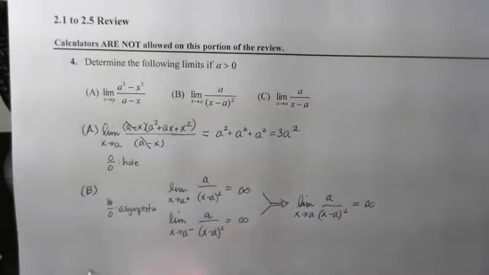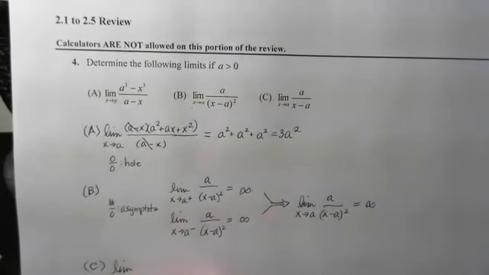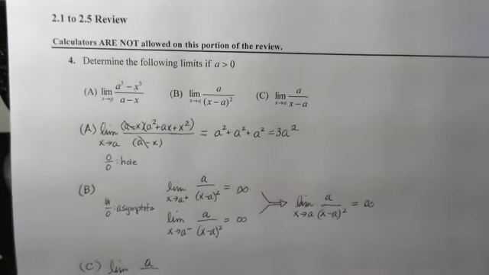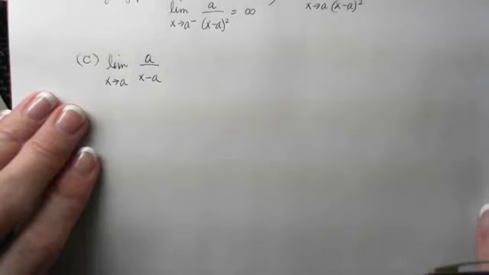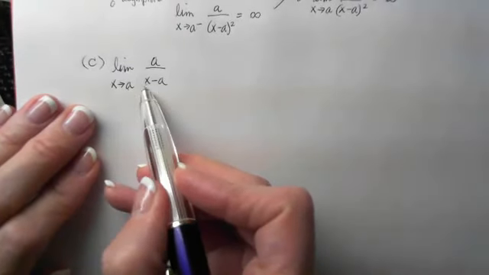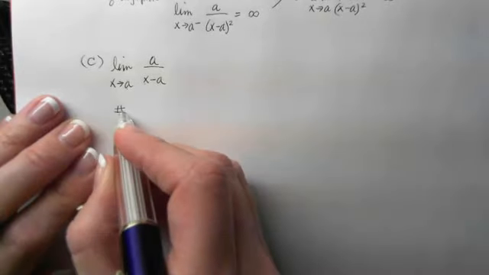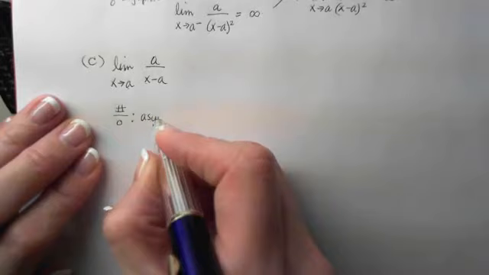Okay, third one. Again, I'm going to write it off the screen and then I'll scoot. I'm looking at the limit as x approaches a of a divided by x minus a. If I plug a in, I get 0 on the bottom, and I don't have a 0 on the top. So again, I have a number over 0, which is evidence of an asymptote.